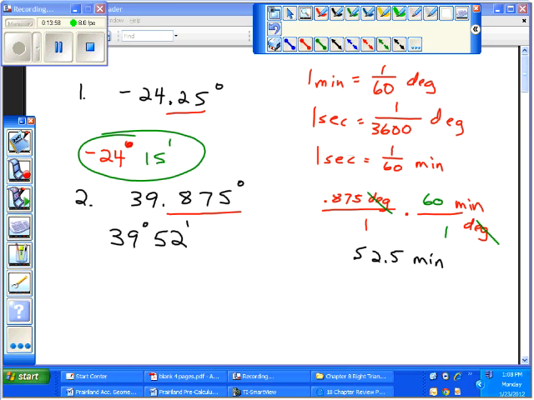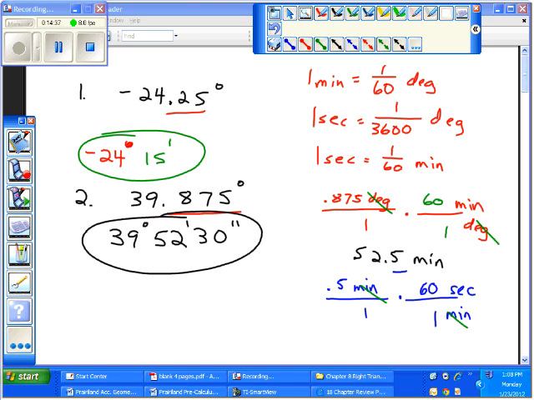Well, how many leftover minutes do we have? 0.5. So we need to do this again. We're going to say 0.5 minutes, and we need to change that into what? Seconds. So we need to lose the name minutes and gain the name seconds. And we know that 1 minute is 60 seconds, and those names minutes are going to cancel. And so you're really saying 0.5 times 60. And so we're going to end up with 39 degrees, 52 minutes, and 30 seconds.